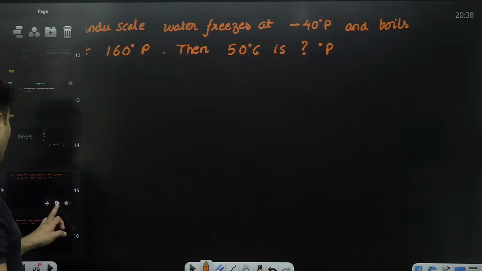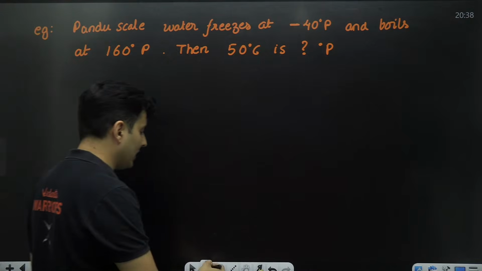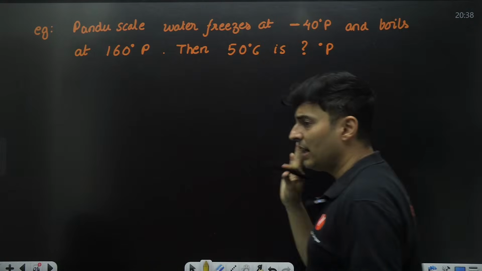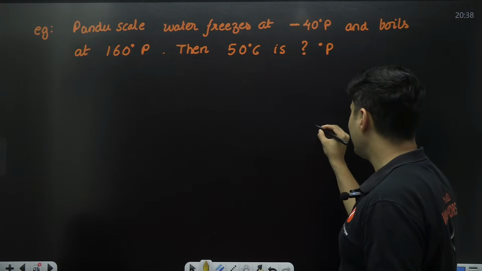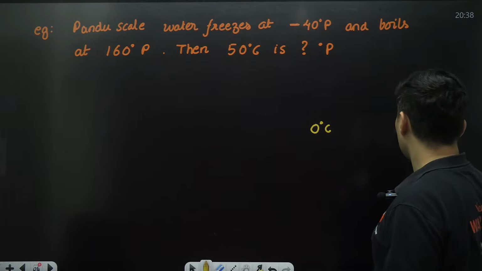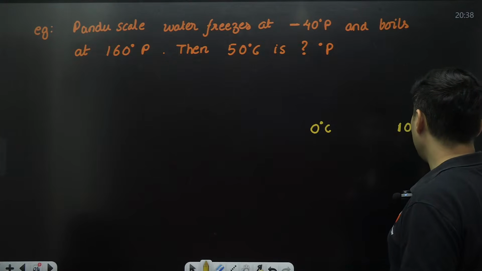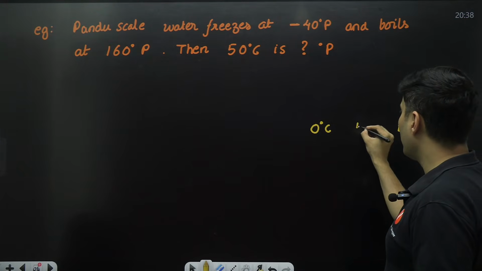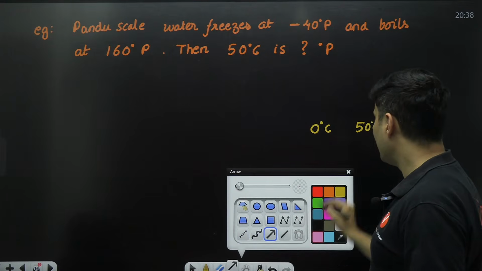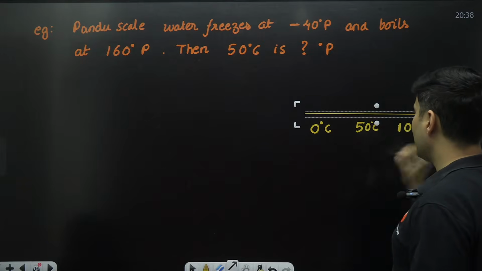That is the question. So let's try and understand this. It's not that difficult. First of all, we have the Celsius scale and we have the Pandu scale. On the Celsius scale, we know the water will freeze at 0 degrees Celsius, and the water will boil at 100 degrees Celsius. We want to figure out how much is 50 degrees Celsius.